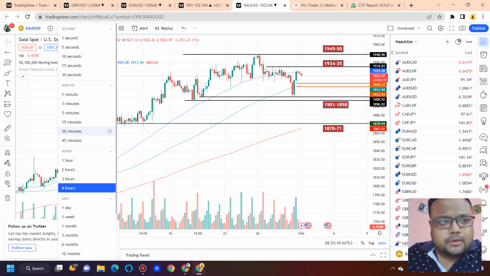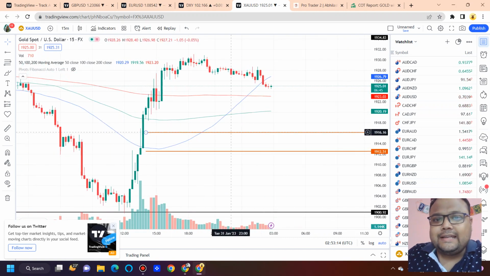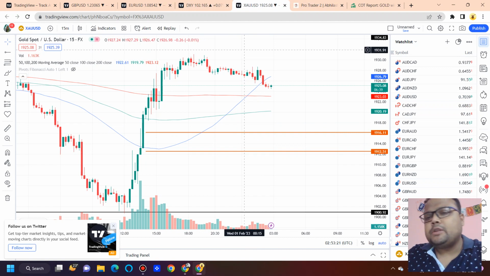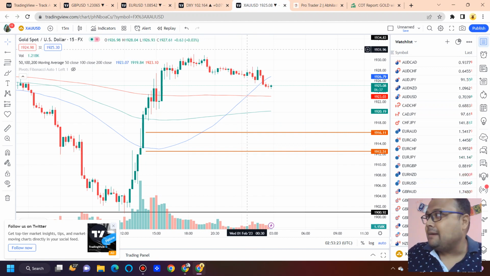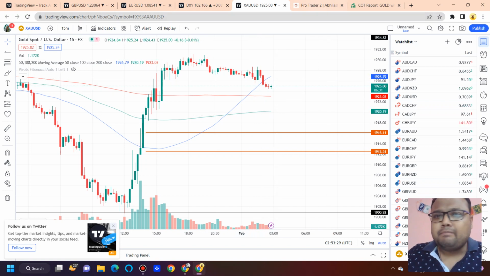For day trading purposes, we have some minor levels around 1916 to 1912. These two are minor levels on the chart of gold, but to be honest, these are minor supports. I am not very sure whether they will work or not. If the market comes, you can observe. If the market bounces, you can go for a quick buy position.